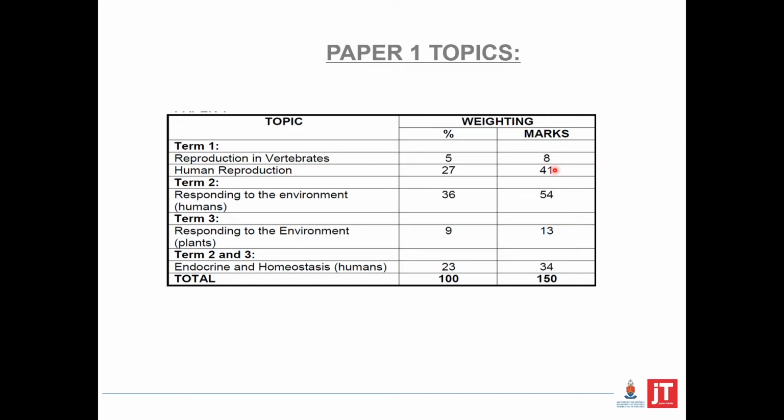You will have from Term 1 work, Reproduction in Invertebrates, 8 marks. Human Reproduction, 41 marks. Term 2 work, Responding to the Environment, 54 marks. Term 3 work, Responding to the Environment, 13 marks. And then from Term 2 and 3, Endocrine and Homeostasis, 34 marks. That gives you a total of 150 for 2.5 hours.